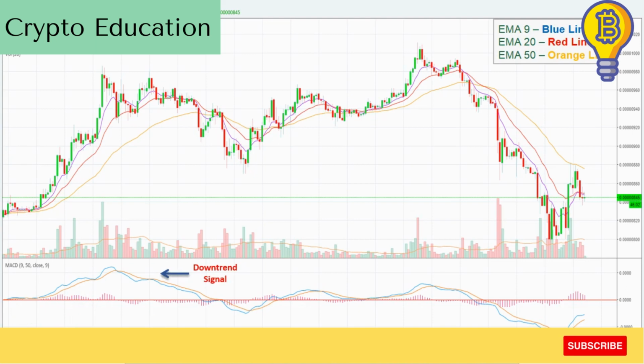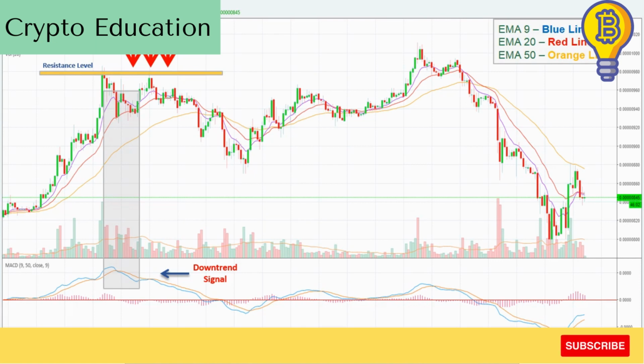Next, the MACD line crossed below the signal line, but the EMA 9 didn't cross below the EMA 20 yet, so we would need to be patient and wait for another signal. You see, we had a resistance level here at about 980 Satoshi, so we could guess that the trend would likely reverse, and in this case, you could sell your coin to protect your profit.